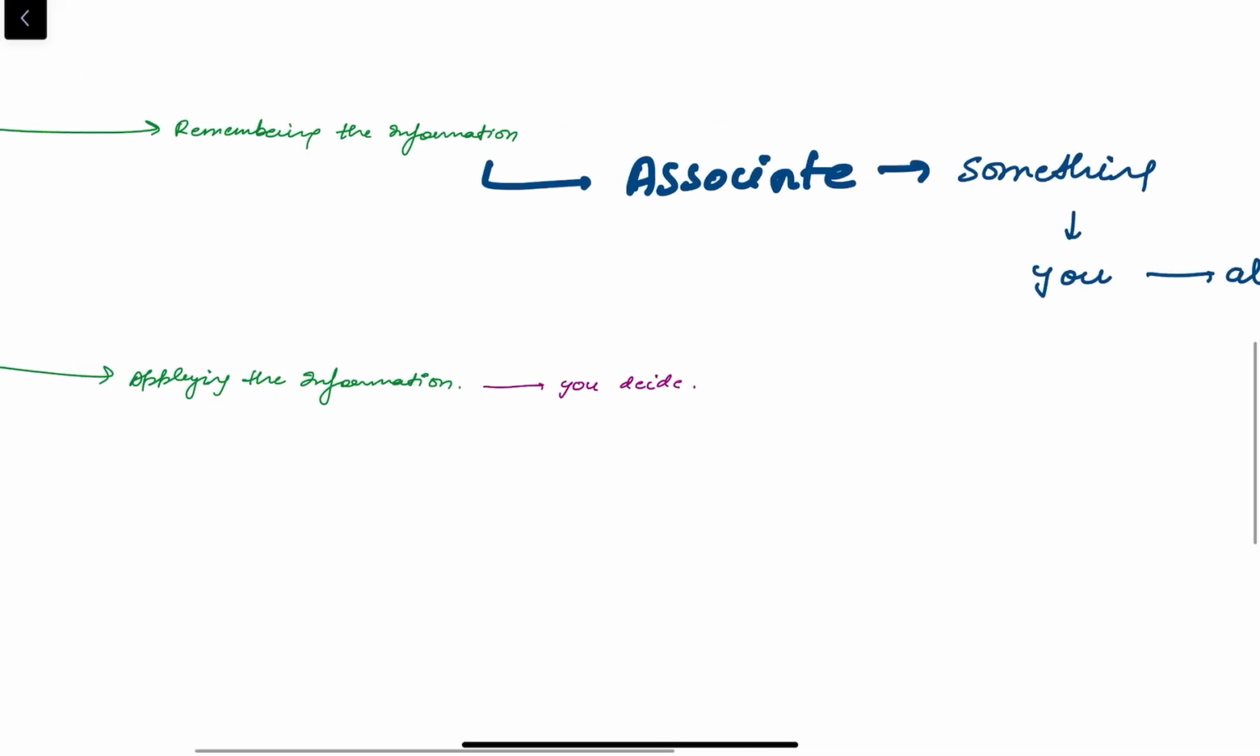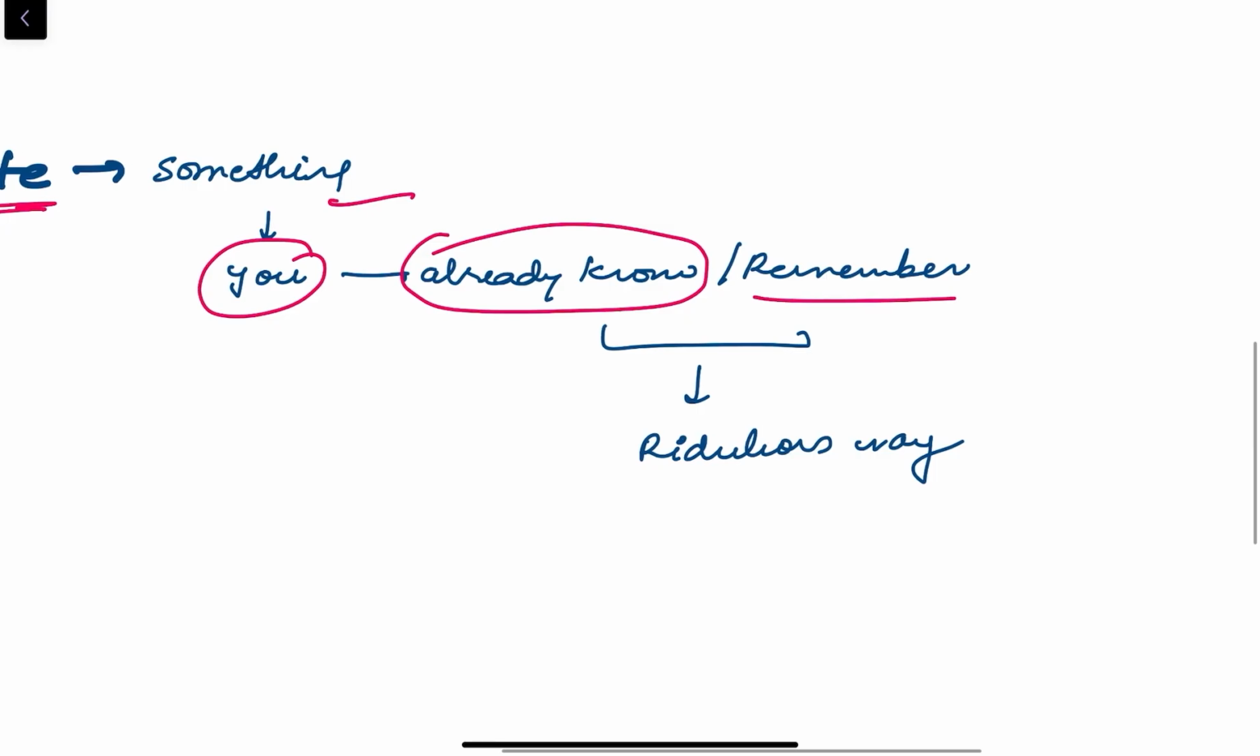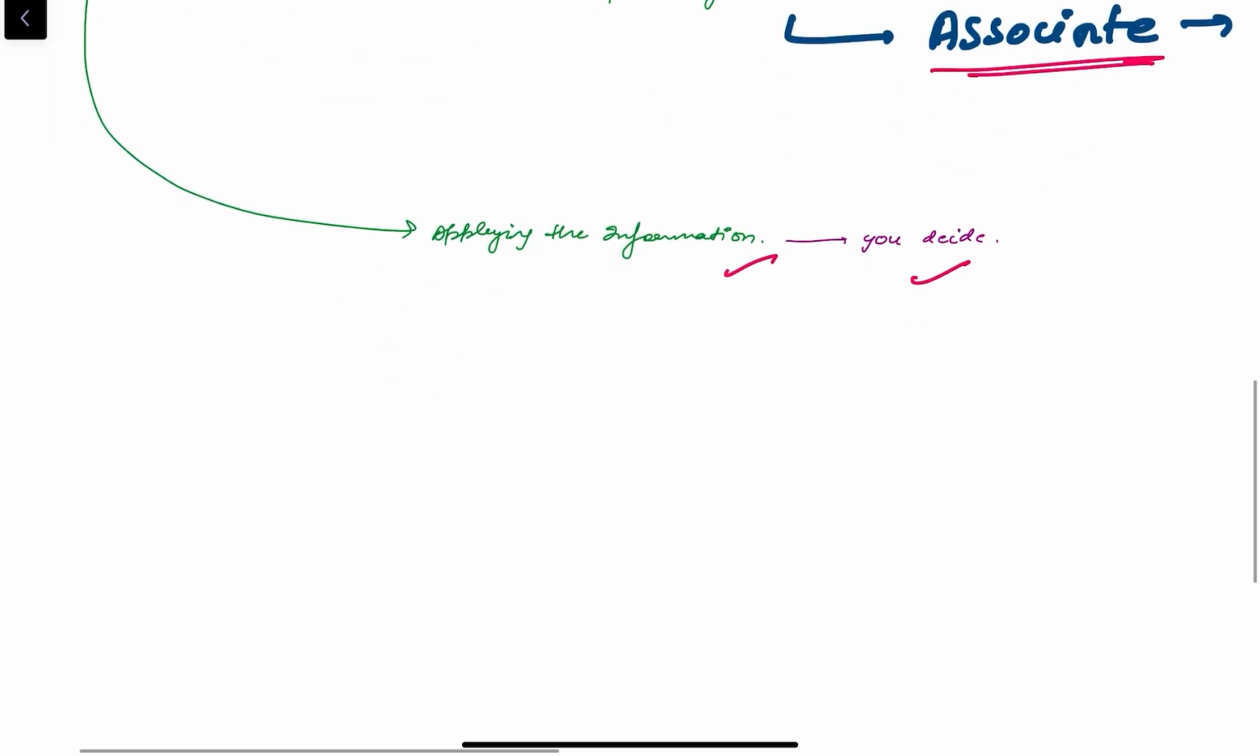Then, in order to remember the information, you need to associate it to something that you already know or remember in a ridiculous way. Then you apply the information and you can decide where you want to apply.